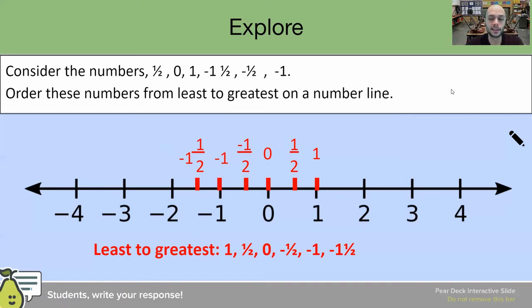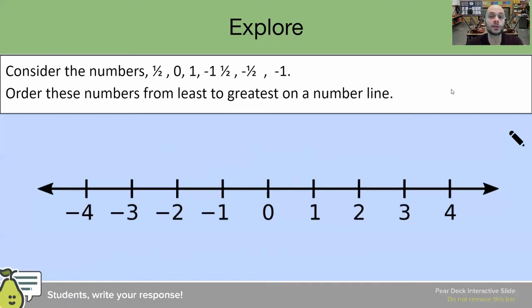So with that said, let's take a look at student number 3. Again, I'm going to show you what this student did, and it is your job to try to figure out where the misconception lies. All right, let's see what they did. They plotted 1/2, halfway between 0 and 1. They plotted 0. They plotted 1. They plotted negative 1.5. They plotted negative 1/2. And they plotted negative 1.